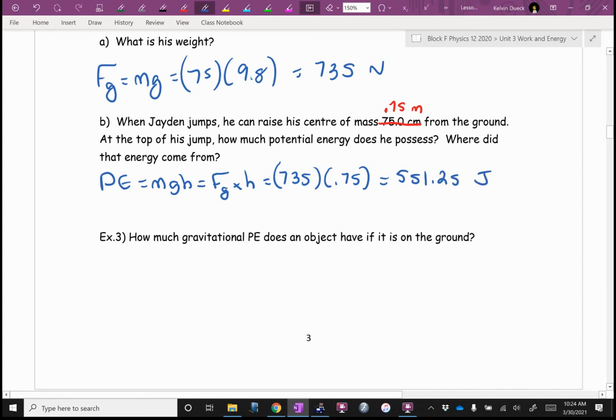Where did that energy come from? The chemical energy stored in his body and the food that he ate. Okay? Can you jump up and down forever? No. Why? Because each time you jump, you're using up some of your body's chemical energy, and your body doesn't have an unlimited source of chemical energy. But it's also why skipping rope is a good way to get exercise or to lose weight, because you are burning a fair bit of energy in that particular process.